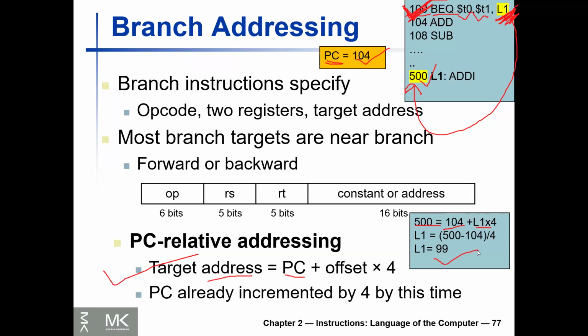Clear. Yes, so the assembler will do these things. And girls, whenever there is a branch instruction, we use this PC relative addressing formula, which you should remember. This is only for the branch instruction. Now I will explain the formula for the jump instruction.